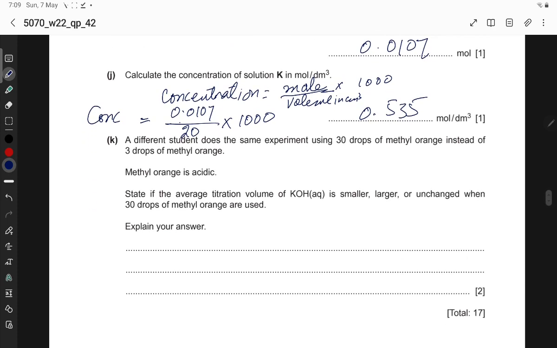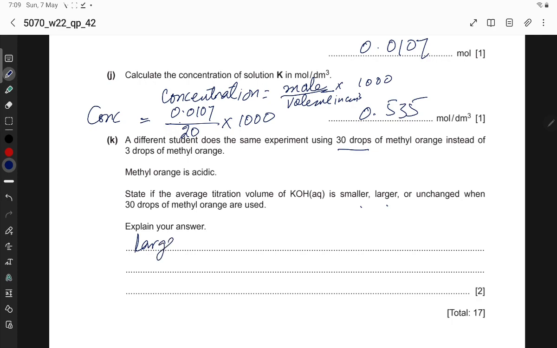So this is equal to 0.535. A different student does the same experiment using 30 drops of methyl orange instead of 3 drops of methyl orange. Methyl orange is acidic. State if the average titration volume of KOH is smaller, larger, or unchanged when 30 drops of methyl orange are used.